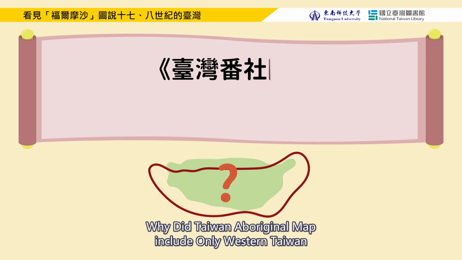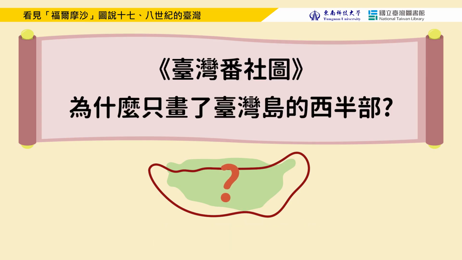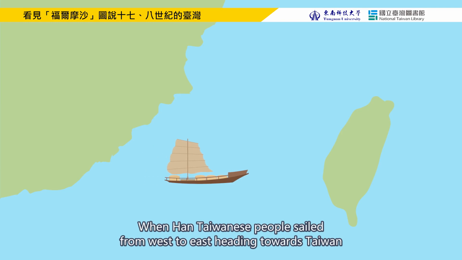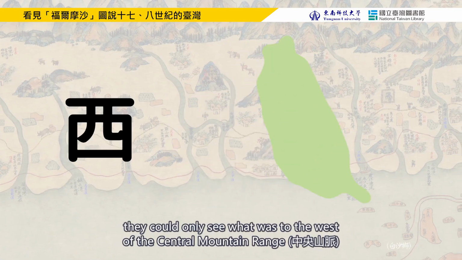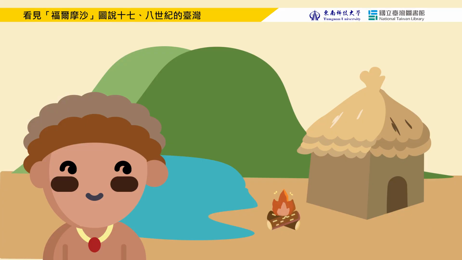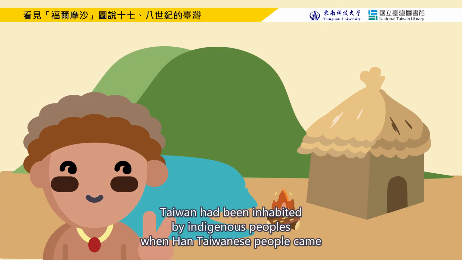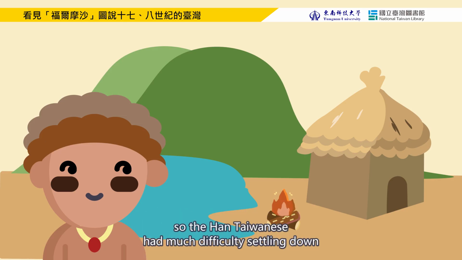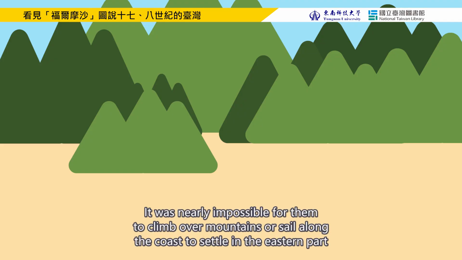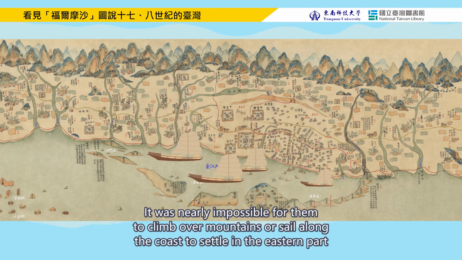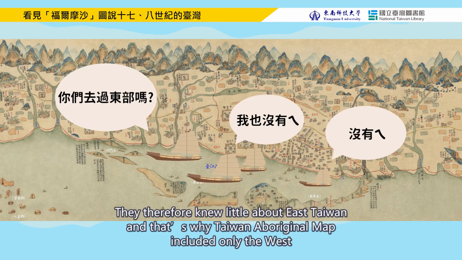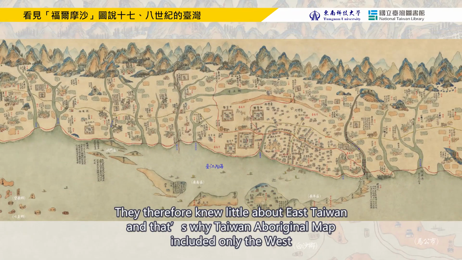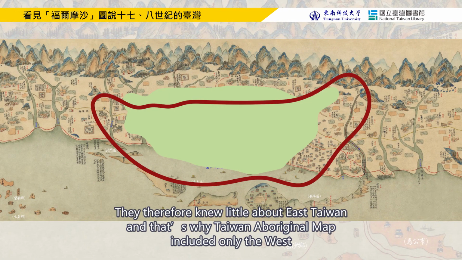Why did Taiwan Aboriginal Map include only Western Taiwan? When Han Taiwanese people sailed from west to east, heading towards Taiwan, they could only see what was to the west of the Central Mountain Range. Taiwan had been inhabited by indigenous peoples when Han Taiwanese people came, so the Han Taiwanese had much difficulty settling down. It was nearly impossible for them to climb over mountains or sail along the coast to settle in the eastern part. They therefore knew little about East Taiwan, and that's why Taiwan Aboriginal Map included only the west.